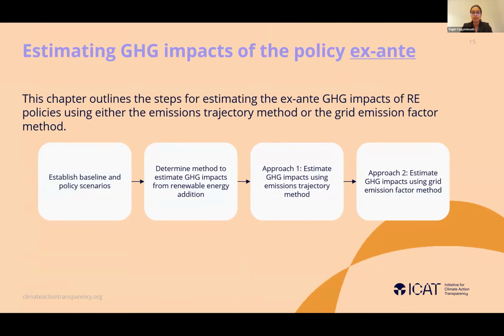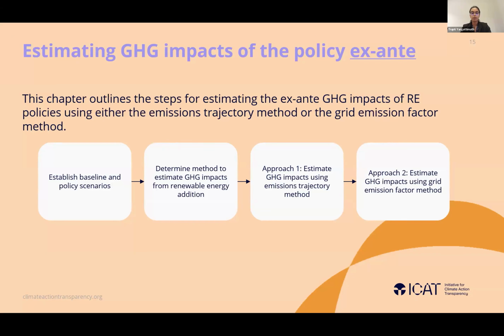Next, we have the estimation of GHG impacts of the policy as part of the ex-ante assessment. The purpose here is to take the renewable energy additions we estimated in the previous section and translate them into expected GHG emission reductions over the assessment period. There are 2 main approaches which can be used: the emissions trajectory method and the grid emission factor method. The choice between them will depend on various factors such as the characteristics of the power system, level of renewable energy penetration, availability of data, capacity of the personnel, etc.